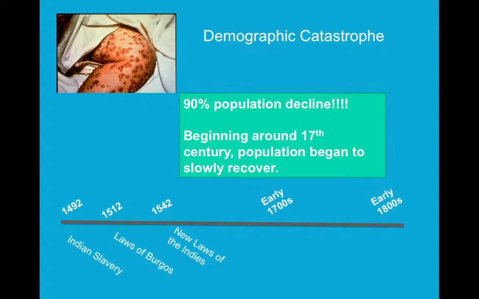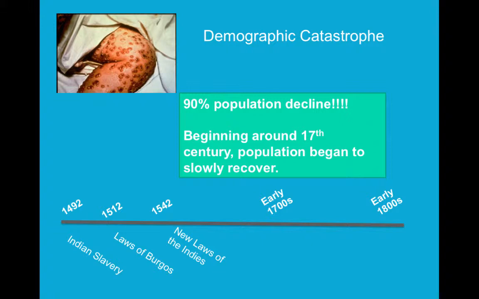There was no black plague in the Americas. There was no smallpox in the Americas. So when the Europeans came over and spread these diseases, the indigenous peoples died in droves. Well, it just so happens then that 90% of the population declined as a result of this.